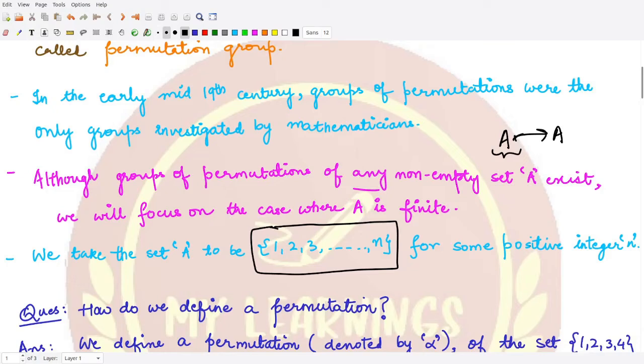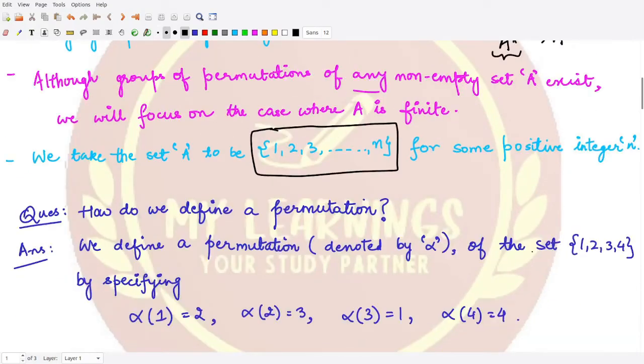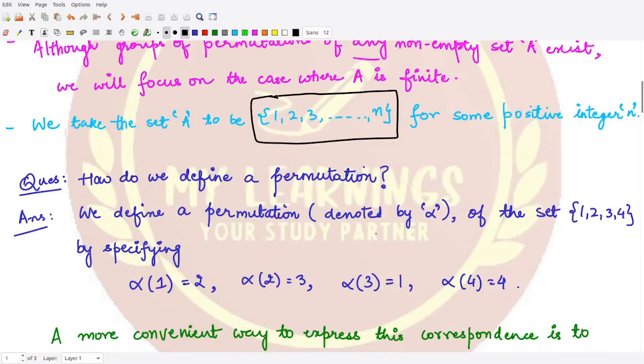The next question that arises is how we may define a permutation. For that, let us define a permutation which we denote by the symbol alpha. It could be any Greek symbol. Right now our permutation is defined by alpha, and the set that we are taking is the set of all the numbers from 1 to 4. So it contains 1, 2, 3 and 4. Here the permutation is a function, so alpha is a function defined from the set {1, 2, 3, 4} to the set {1, 2, 3, 4}. It will take all the numbers from here and map them to here.